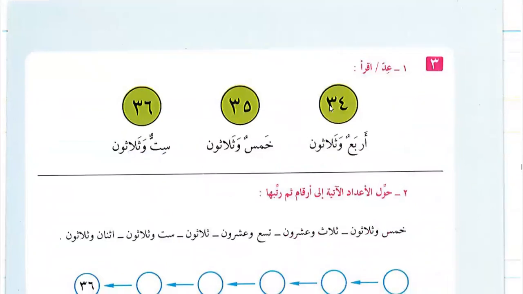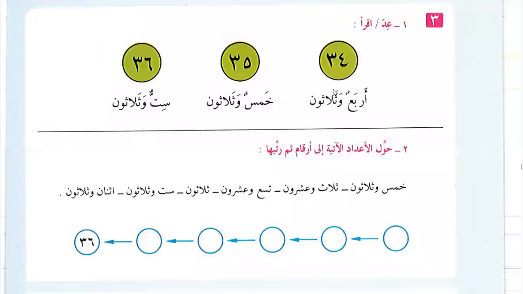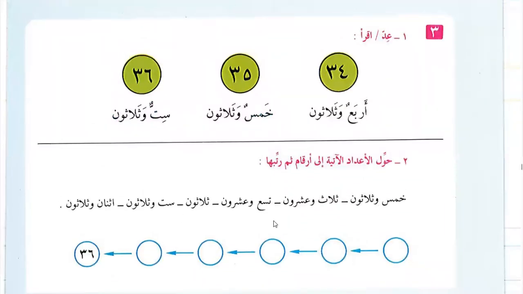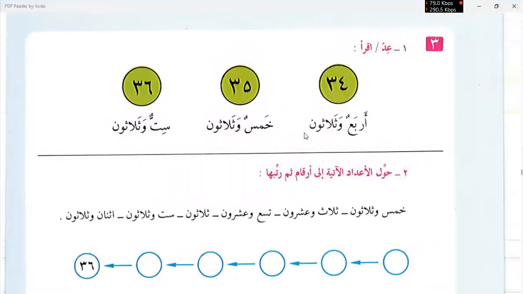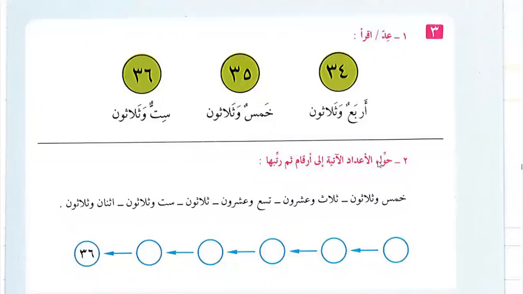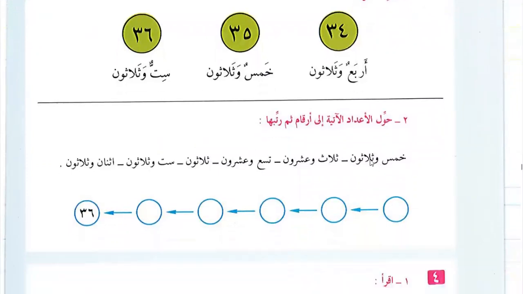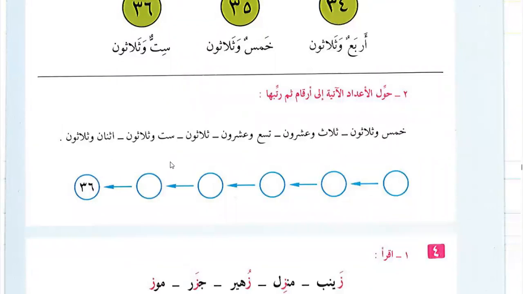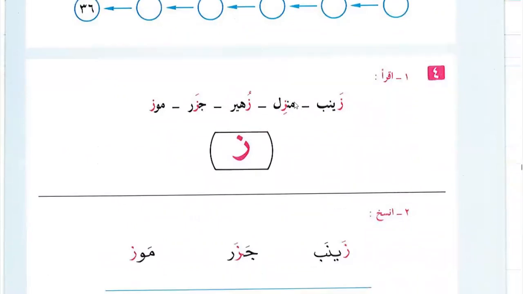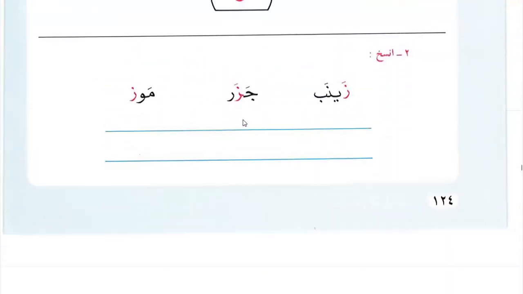Arba'un wa thalathun, 34. This is just the counting. So arba'un wa thalathun, 34, khamsun wa thalathun, 35, sittun wa thalathun, 36. Convert the following numbers into digit form, then arrange them. So you just write these words, numbers here, in the digit form, like this. This is word form. This is digit form. Then he's asking you to read this. Then he's asking you to write this.